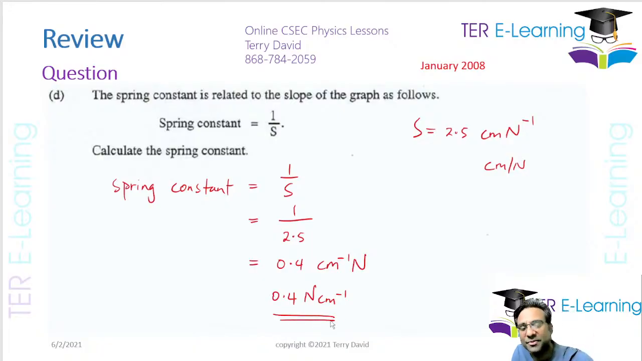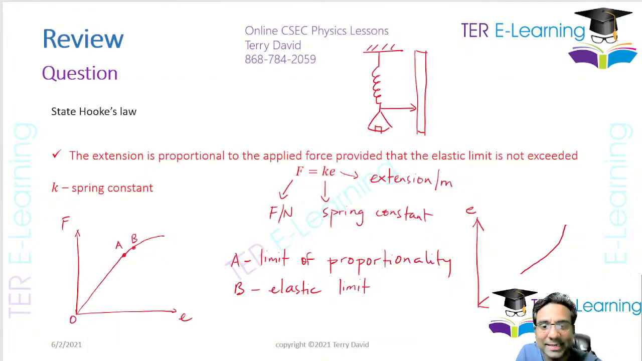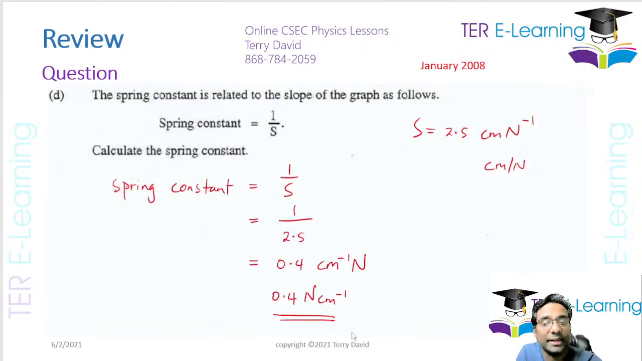We write the Newton part first, and we write the extension part after, right? So if you remember at the beginning, I said your spring constant, oh, I didn't give you the unit. The unit is usually Newton per meter. So spring constant is usually given as Newton per meter. But in this particular question, everything was given in centimeters, so we're going to give the spring constant in Newton per centimeter. So that's part D for 2 marks.